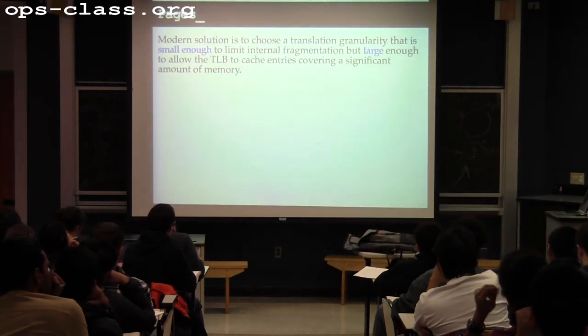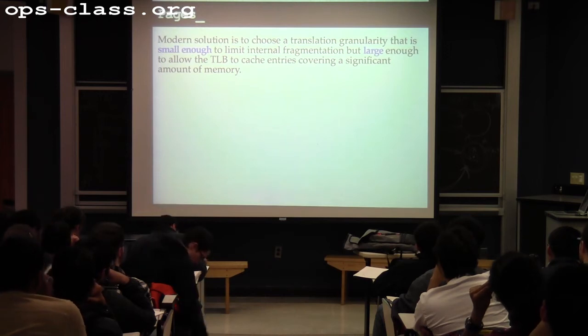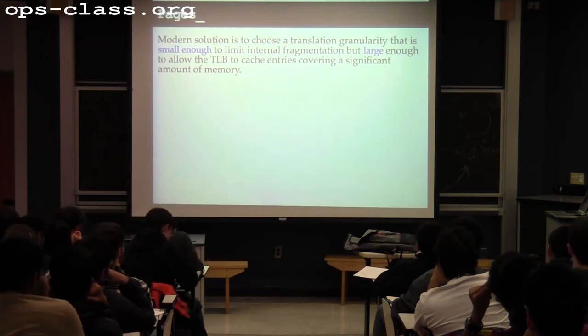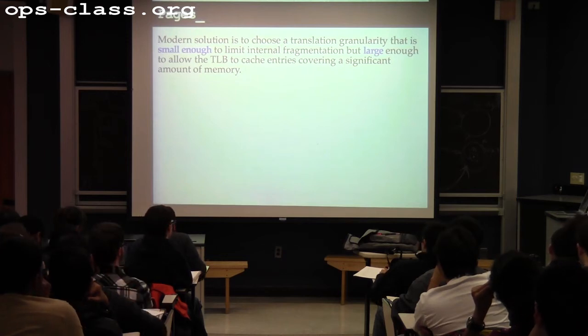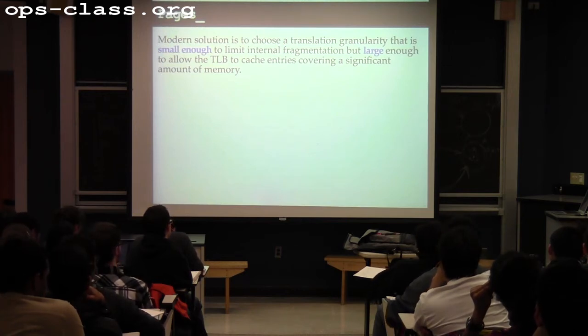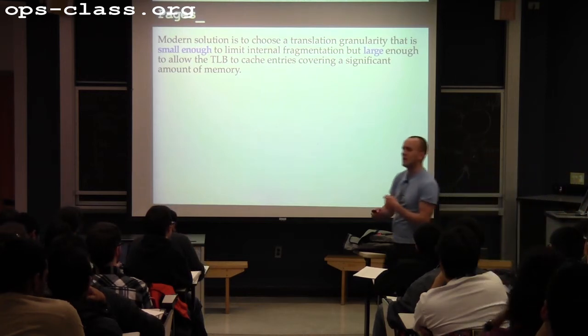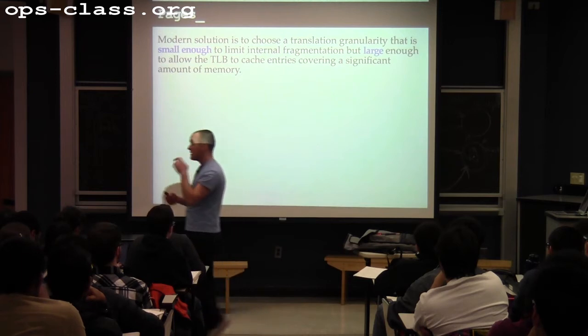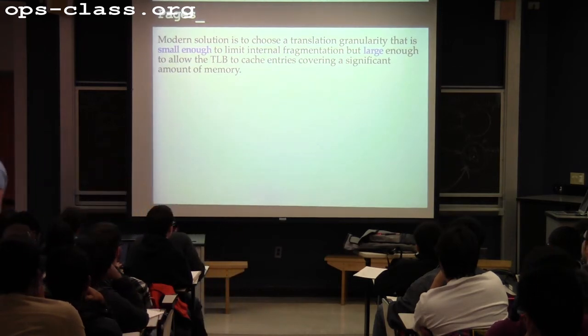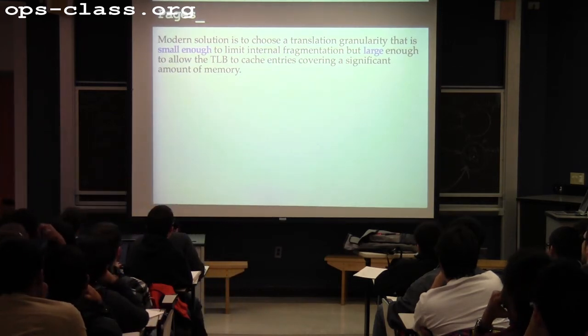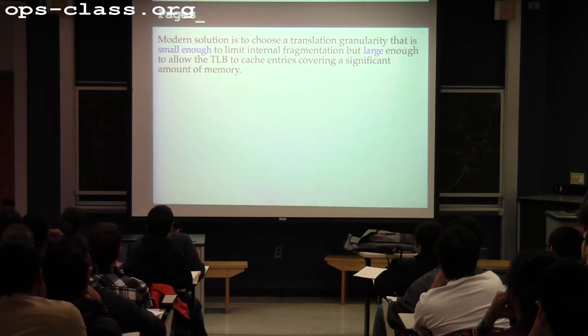So the modern solution is to essentially use fixed-size segments, right? We call them pages, but you can think of pages as fixed-sized segments, right? And what we try to do is we try to choose a page size that's small enough to limit internal fragmentation, so that the contents within a page have some sort of coherence to them, and they're either accessed or not accessed, but large enough to allow these TLBs to map a significant amount of memory, right?